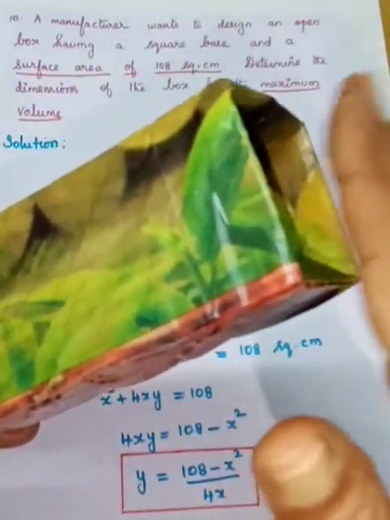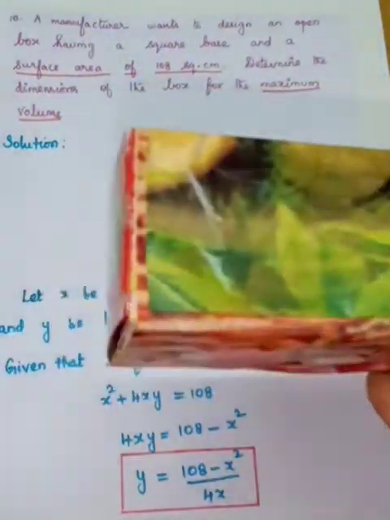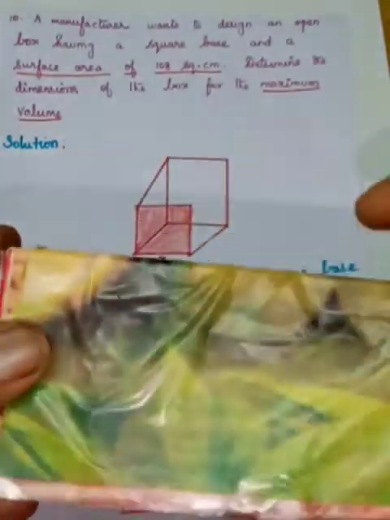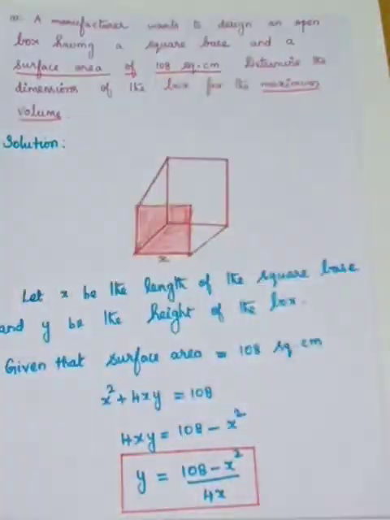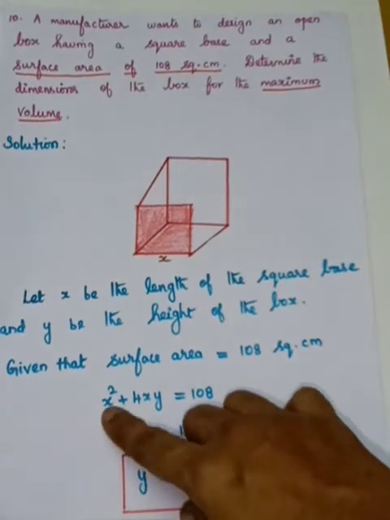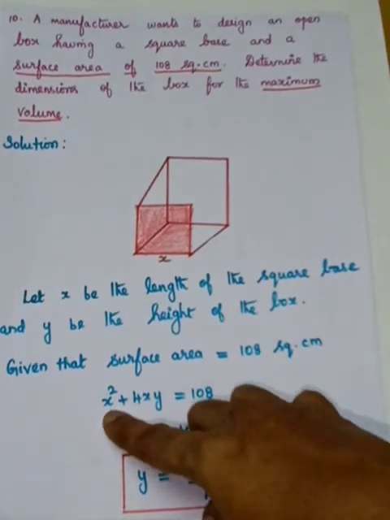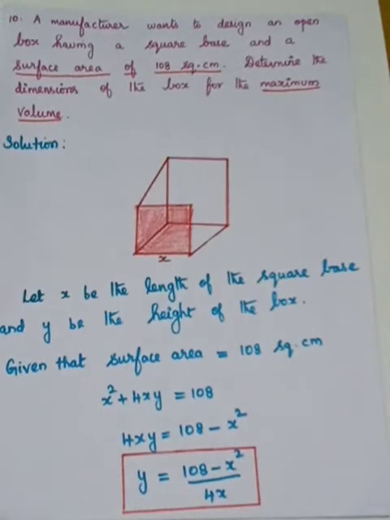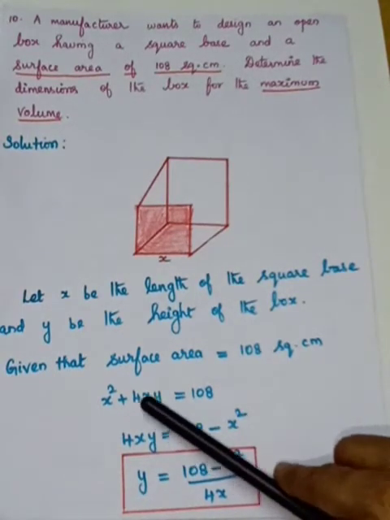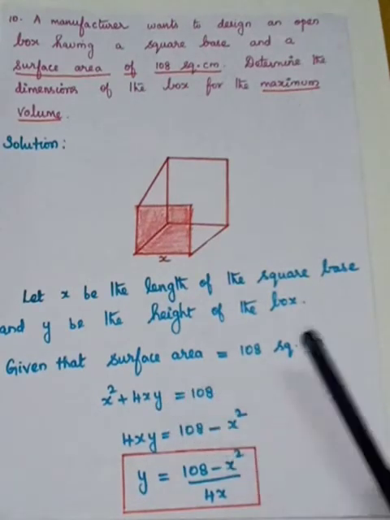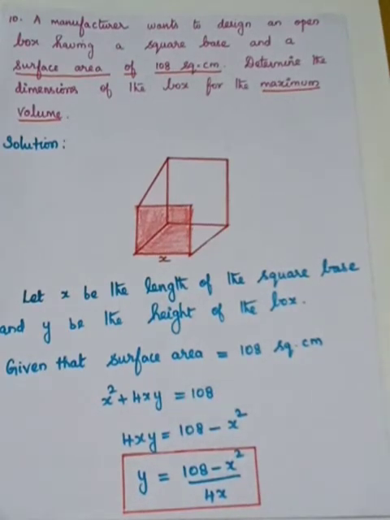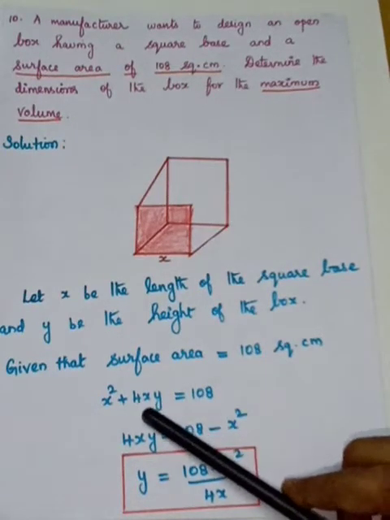And see, it is an open box. So we are not going to consider the top. We are going to consider only the bottom and the 4 sides. Isn't it? Okay, so that's why I have written x squared. x squared is nothing but the area of the bottom, which is in the form of a square. And what is 4xy? xy is the area of one side. Here you have 4 sides, so therefore 4 into xy.